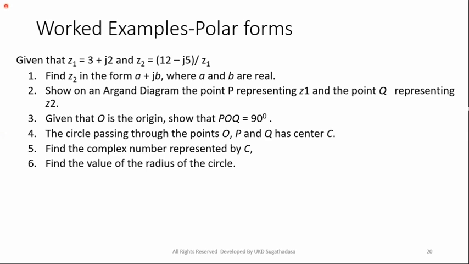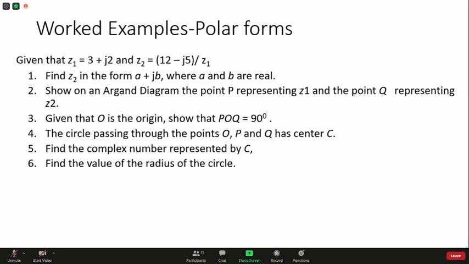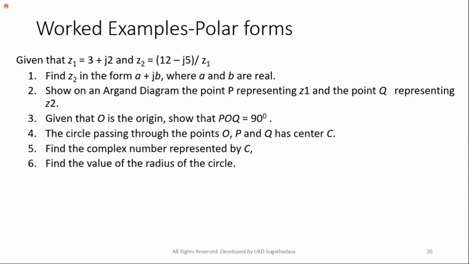Two complex numbers are given. Z1 equals 3 plus J2, Z2 equals 12 minus J5 divided by Z1. We can state straight away that we can calculate Z2 first because Z1 is given. Then you can do the other parts. I'm not going to read the questions.